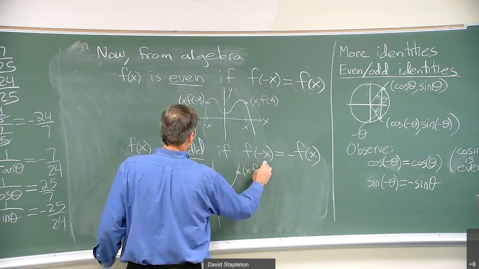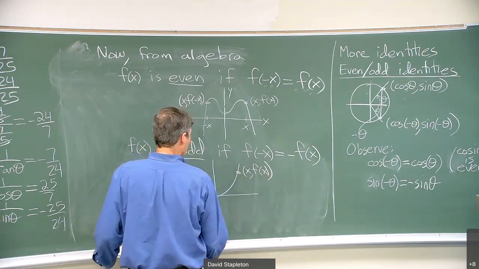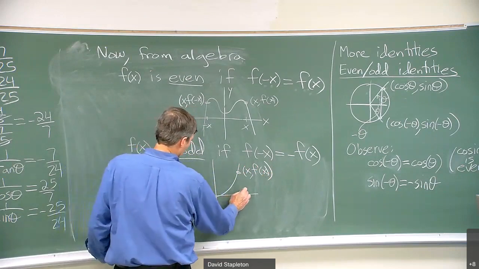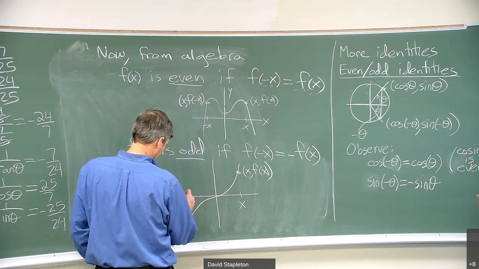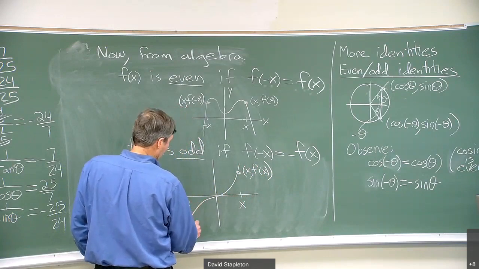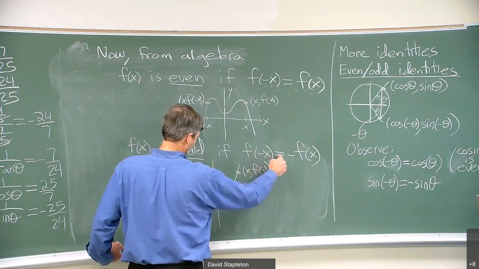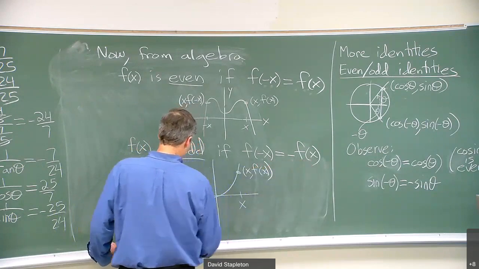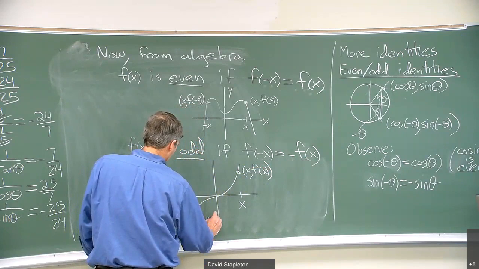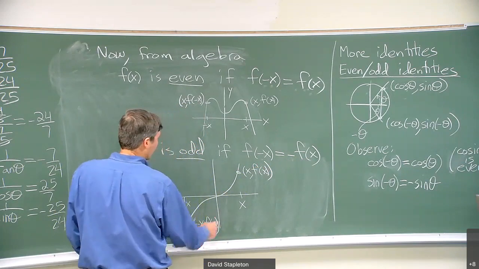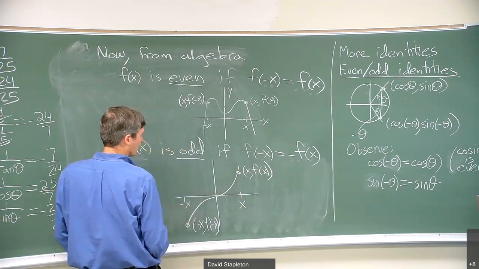X, f of x on the graph. That point x here. You go over the same distance the other side of the origin to here at minus x, and you should get the y-coordinate at minus x is minus the coordinate at plus x. So the point looks like this, minus x, f of minus x. It ought to have minus the y-coordinate you had at plus x.